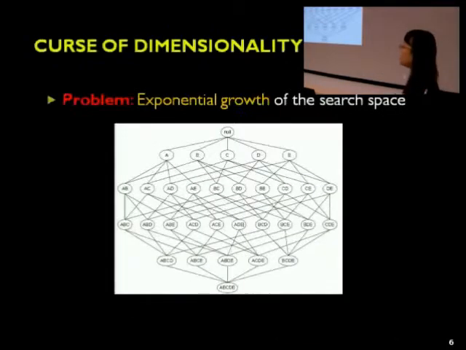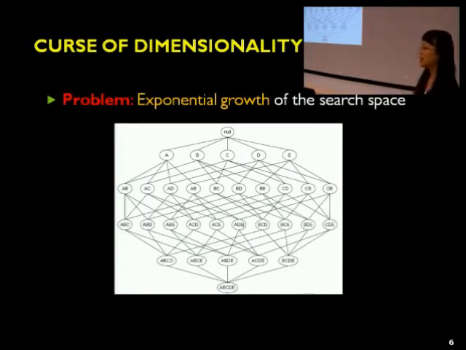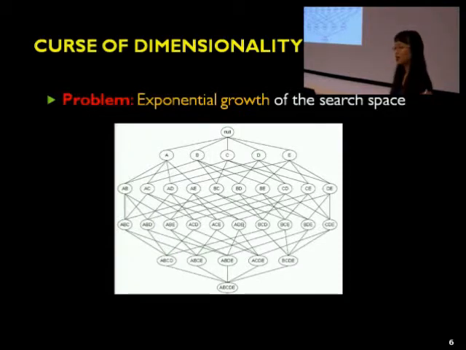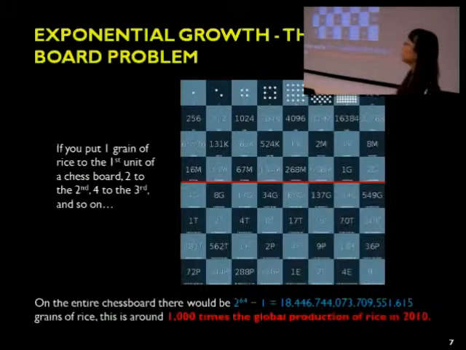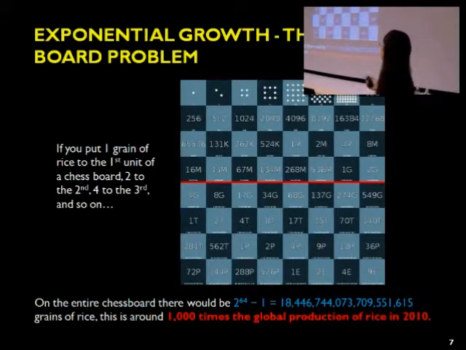So if we want to search for all the possible subspaces to look for patterns, this leads to the problem of exponential growth of the search space. So basically, for every extra dimension you introduce to your data, you double the search space. So to give you a more concrete idea of what this means, I guess many of you have heard about this chessboard problem before. So suppose you want to fill your chessboard with grains of rice.